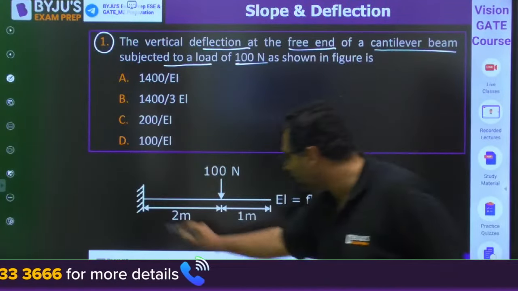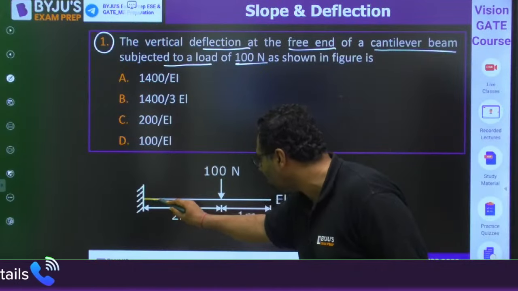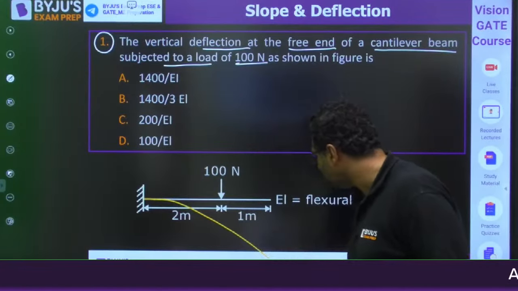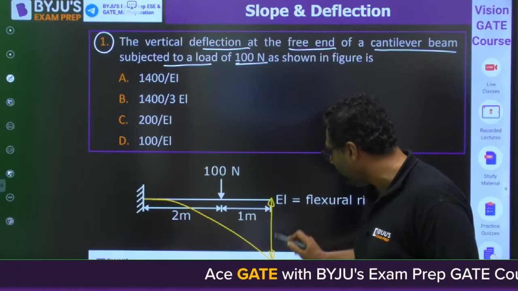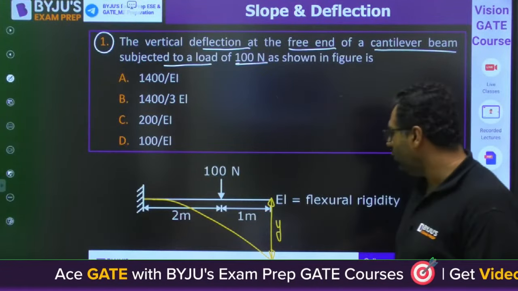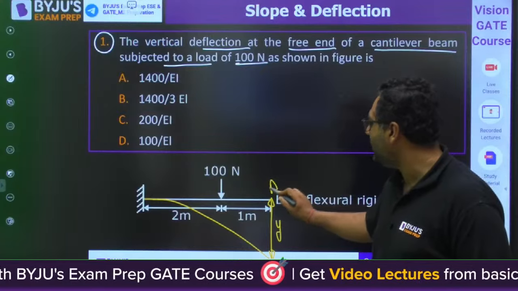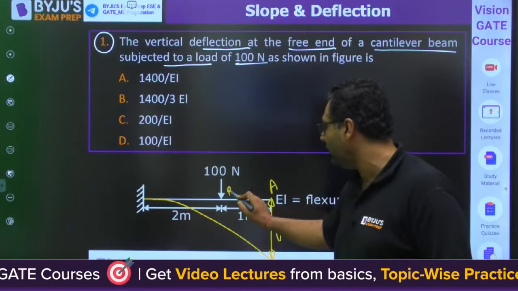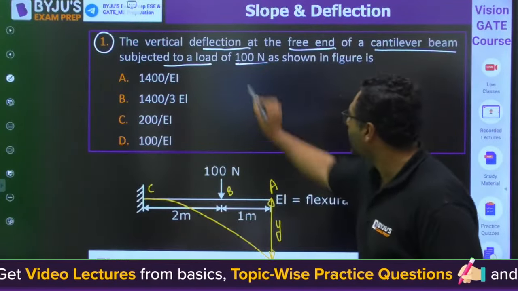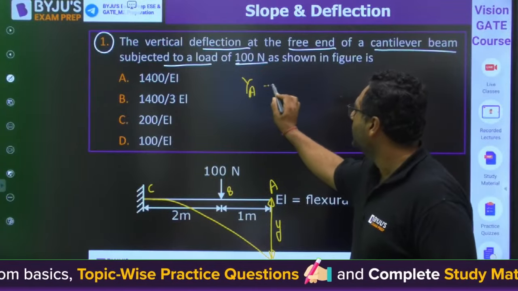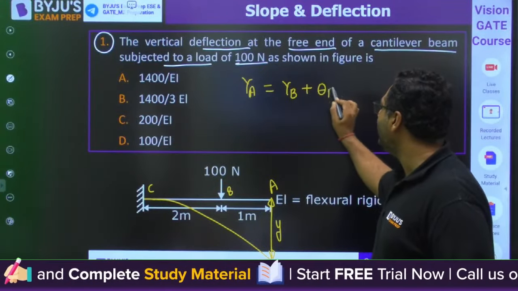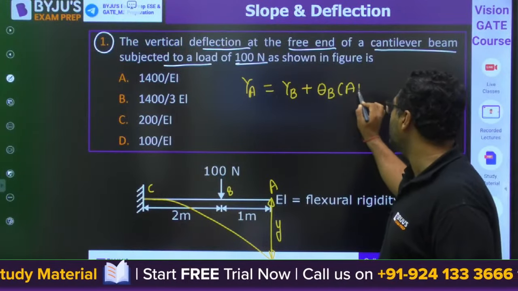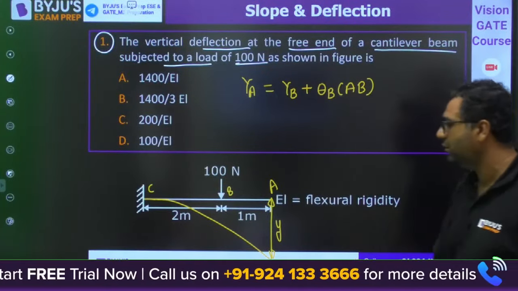Okay. So my dear, for this case, how will the deflection be happening? Like this. So this will be the deflection of the beam at point A. You want to find out this deflection. Let us say this is point A, this is point B, this is point C. So deflection of A will be equal to deflection of B plus theta of B into AB. I feel everybody knows this is the principle of superposition.